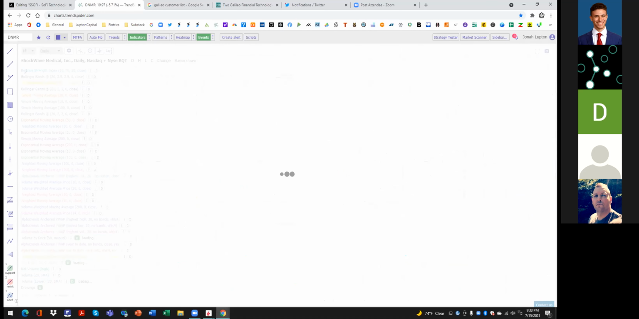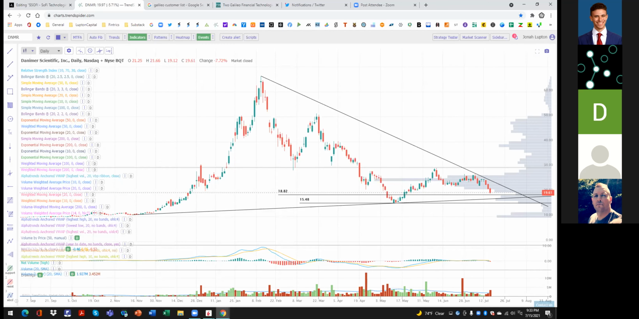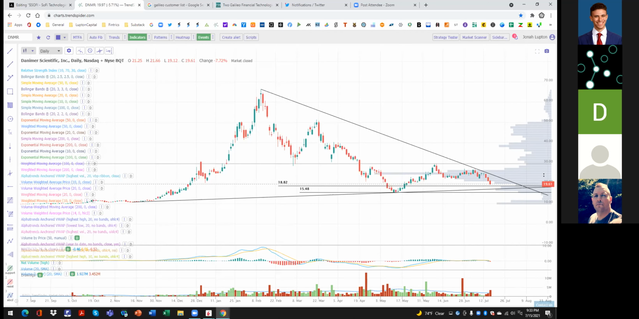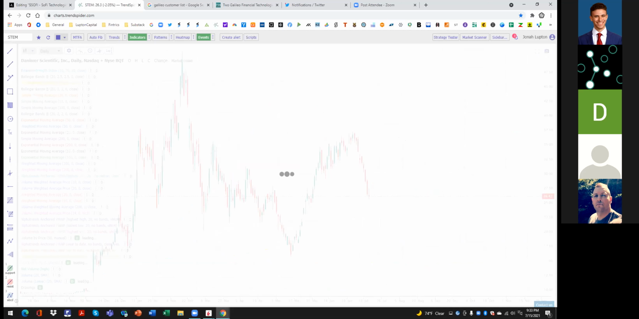Two other stocks that I still like, and they've been kind of beating me up, is Danimer Scientific. This stock got up to 30 just a few weeks ago. It's already pulled back about 30%. Another one is STEM.